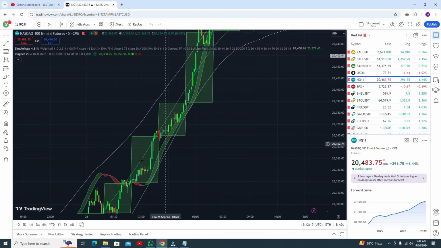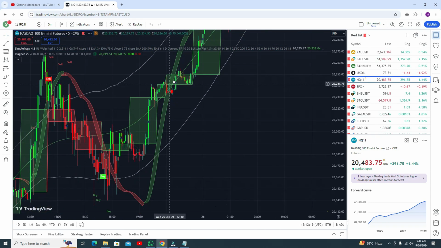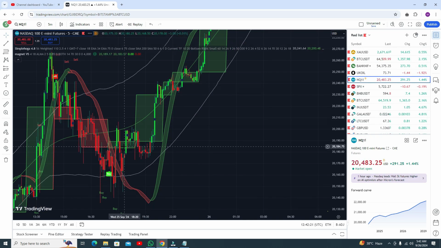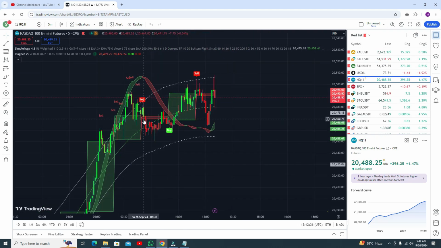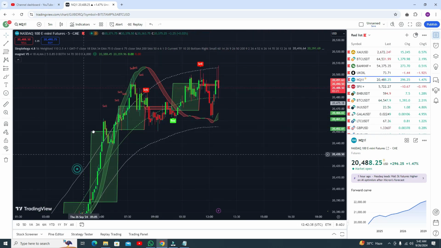Let me show results in some previous results. In the previous one, this one, you can see you are getting both buy signals, this one and this one. RSI is below the lower band, so this is perfectly a buy trade, and if you need, you can exit the trade like here. It gives you huge profit.